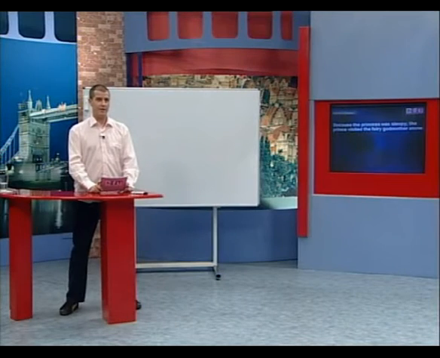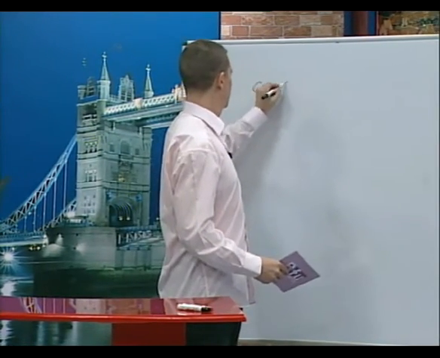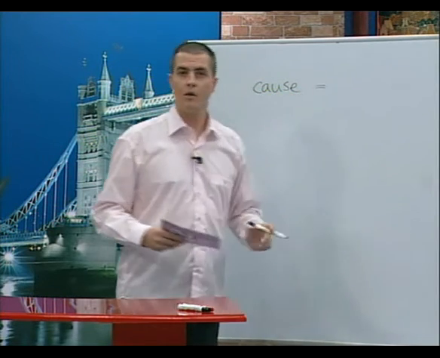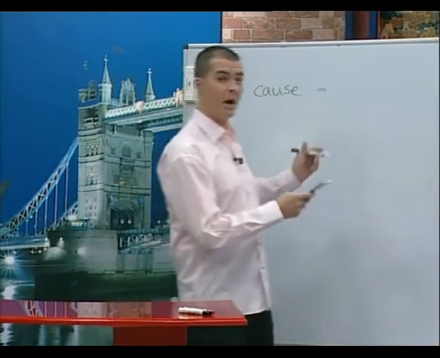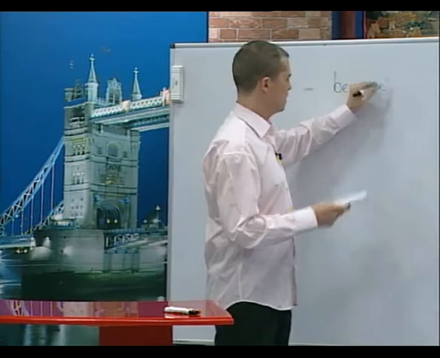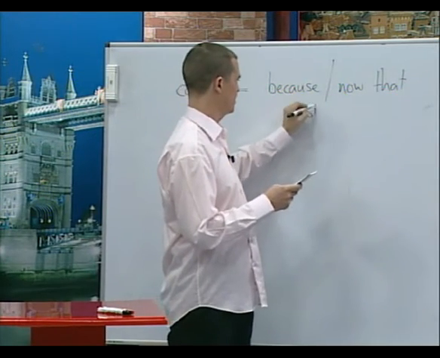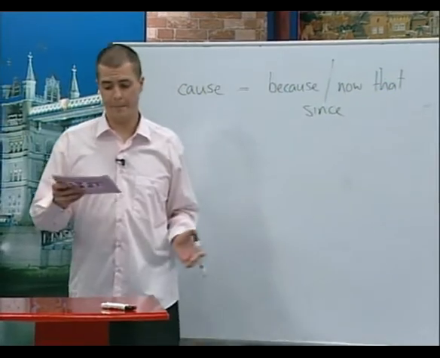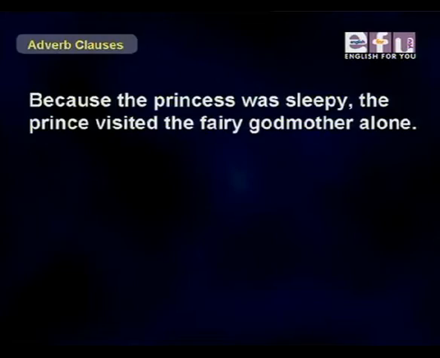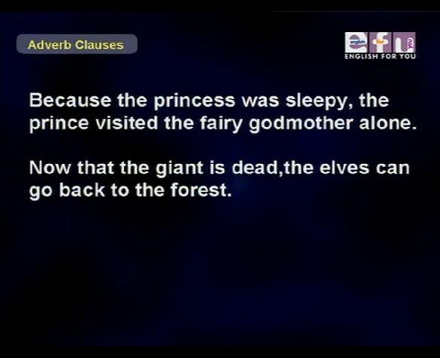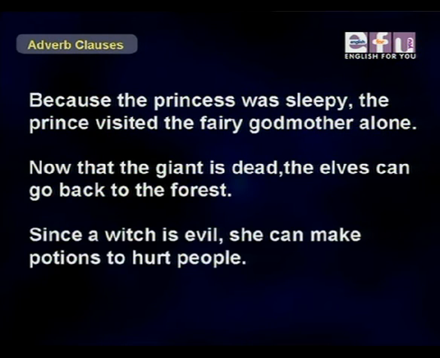Now let's look at another kind of adverb clause. And these are adverb clauses which show cause. And these kind of adverb clauses usually use the words because, or now that, or since. And they answer the question, why? Have a look at these examples, please. Because the princess was sleepy, the prince visited the fairy godmother alone. Now that the giant is dead, the elves can go back to the forest. Since a witch is evil, she can make potions to hurt people.